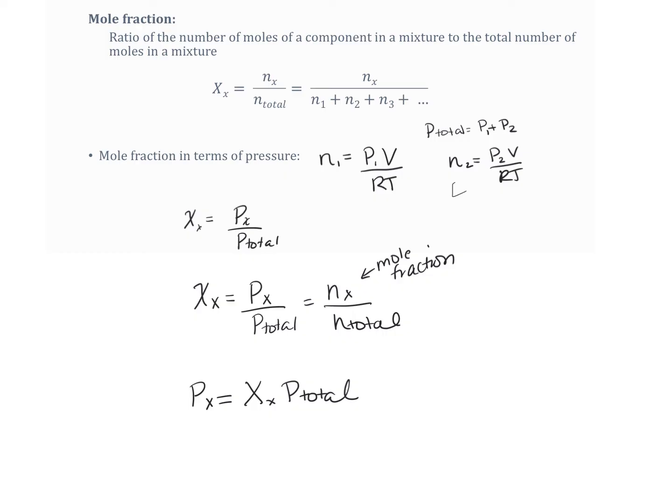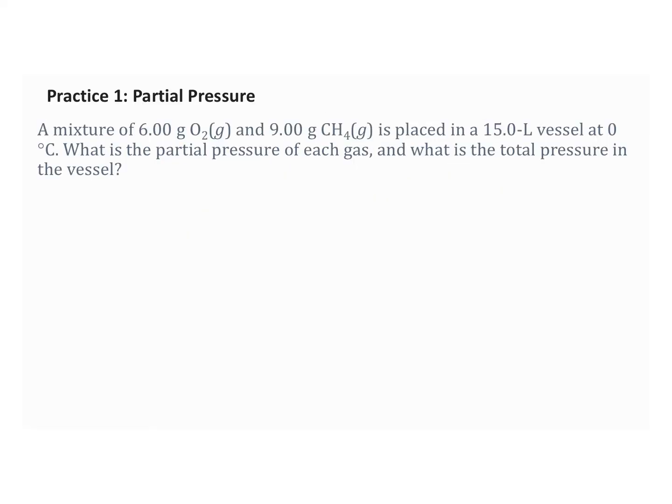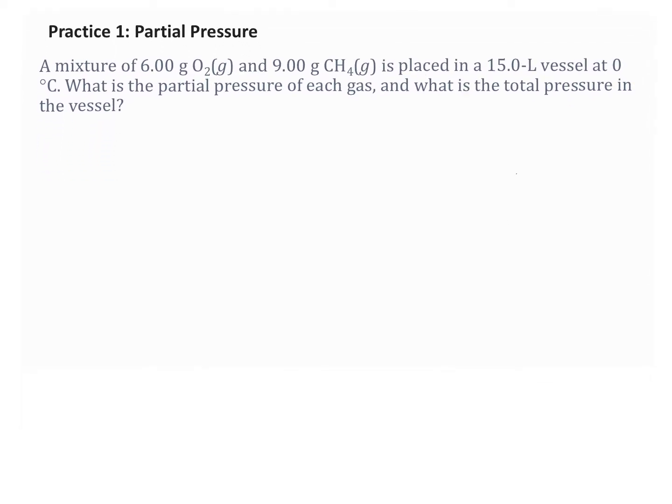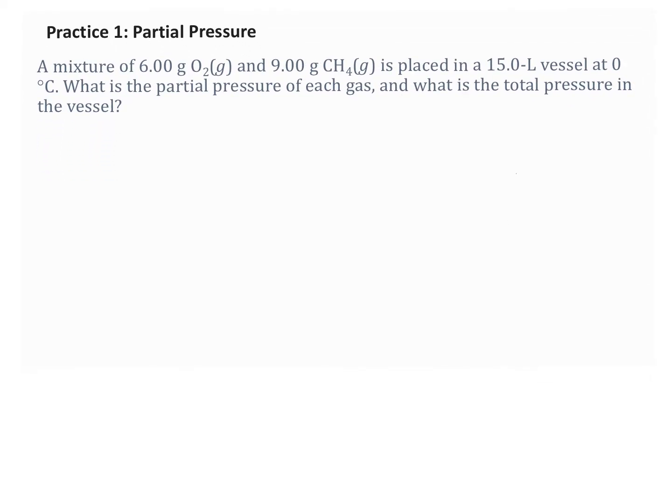So, let's look at some examples. All right, so let's look at this example problem. A mixture of 6 grams of O2 and 9 grams of CH4 is placed in a 15-liter vessel at 0 degrees Celsius. What's the partial pressure of each gas and what's the total pressure in the vessel? So what we need to do is calculate the partial pressure of each gas using PV equals nRT, okay?